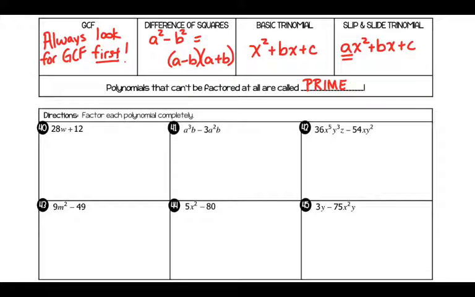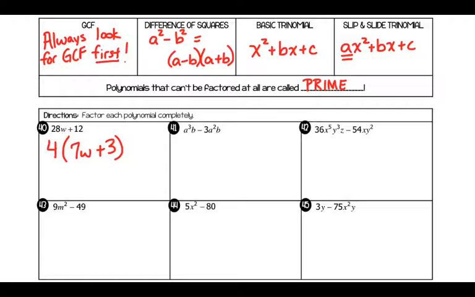Number 40, you have 28W plus 12. So the first thing you want to do there is look for a GCF. All right, so your greatest common factor, the number that goes into 28 and 12, would be 4. So 4, parentheses, and then you say 4 times what? It's going to give me the 28W, so 7W, and then plus 3. And that's how you do number 40.